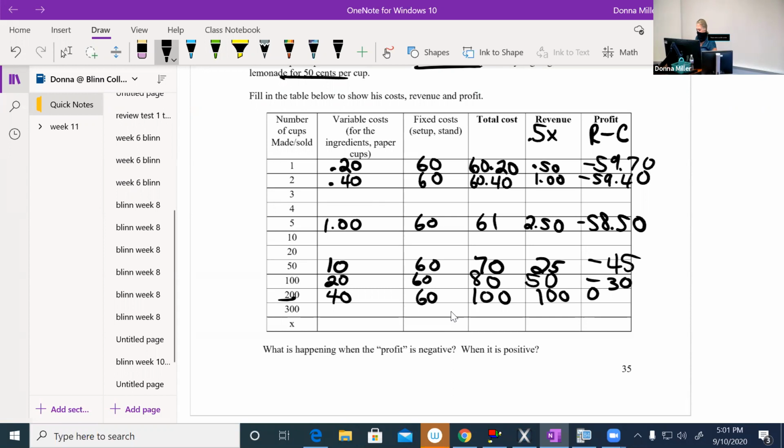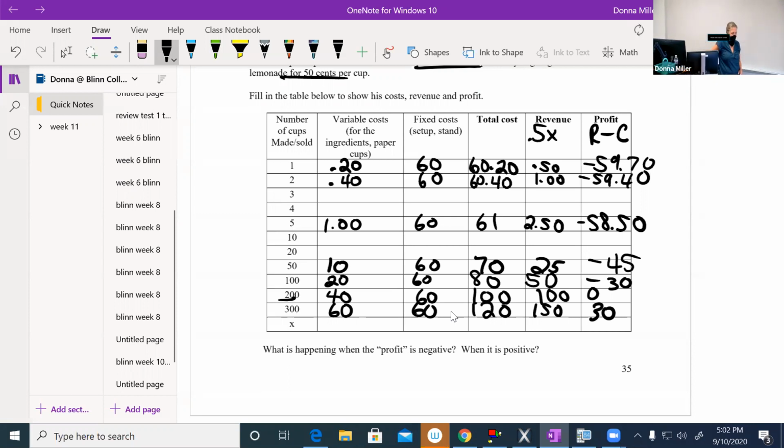All right, so let's see what happens with 300. If he sells 300, 0.2 times 300 is 60, so total cost is 120. And then the revenue, half of 300, is 150. So see now it's switched. 150 minus 120 is positive now. Finally, he's going to make $30.